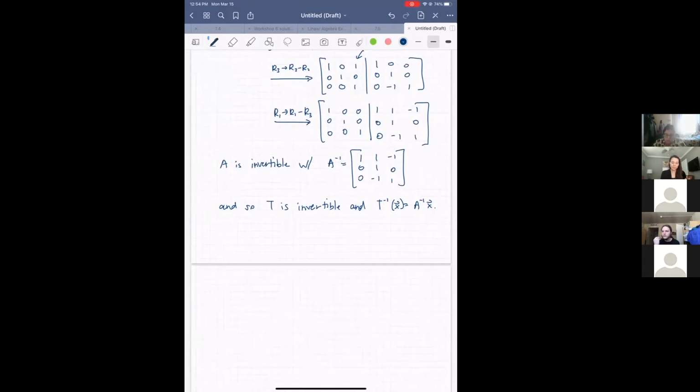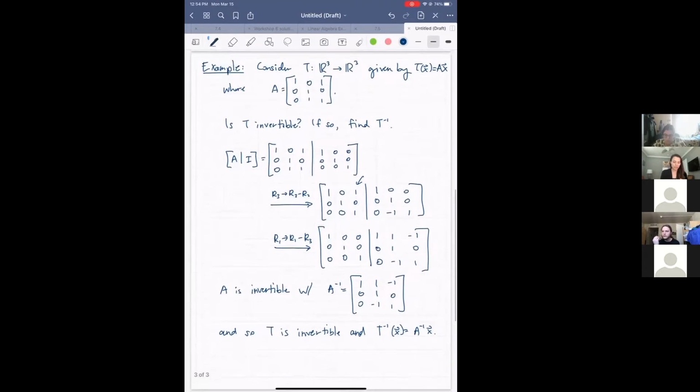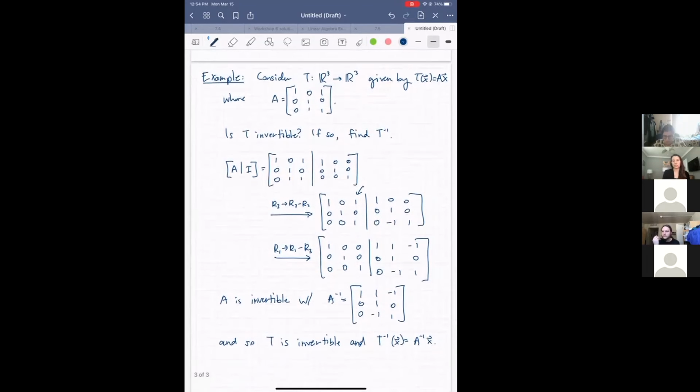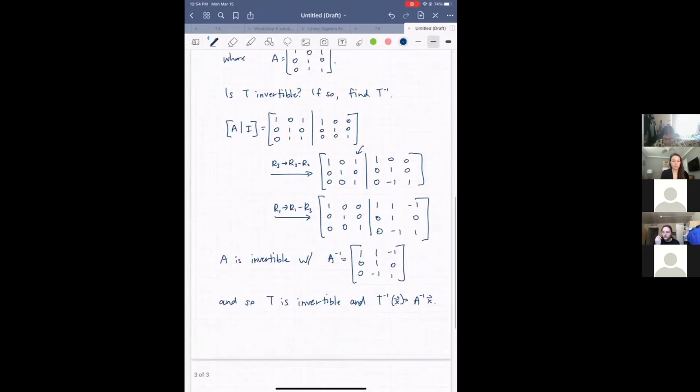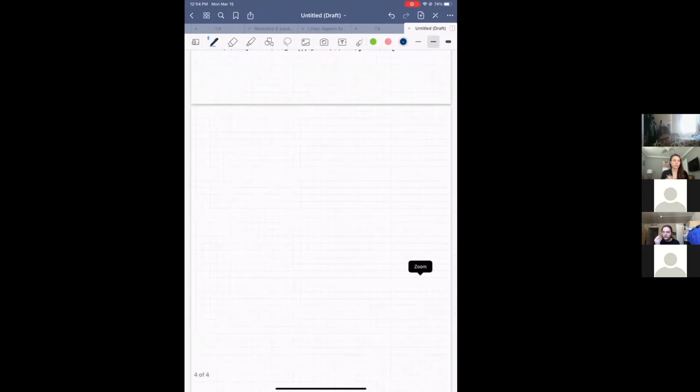Okay. So that finishes up this section, section 2.3. And we can move on. So we're skipping a couple of sections now and moving on to 2.8. So 2.8 covers subspaces.